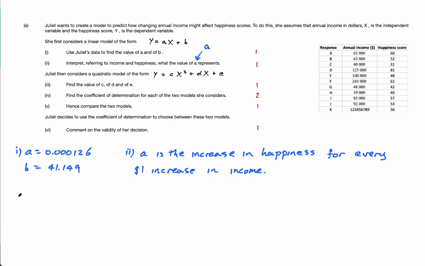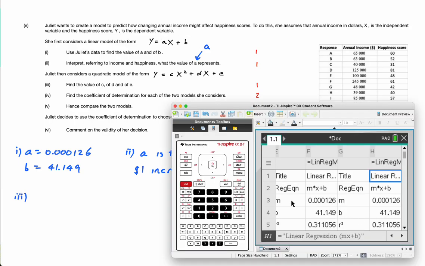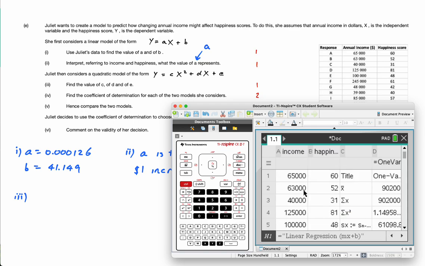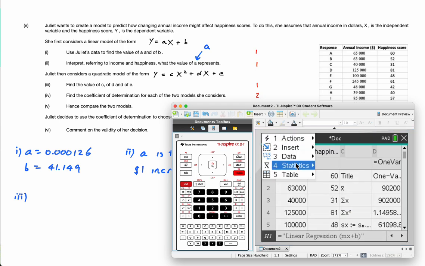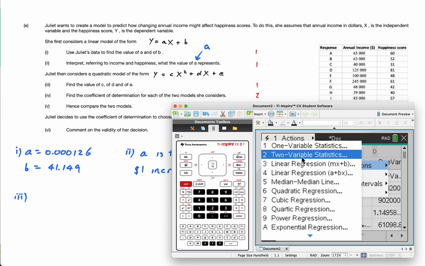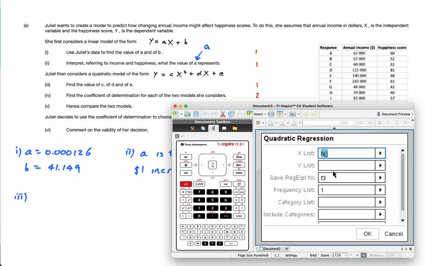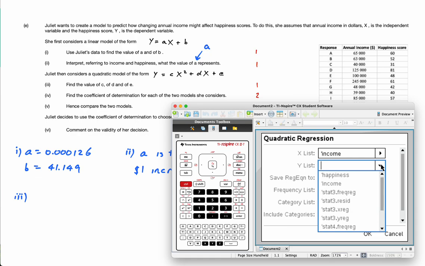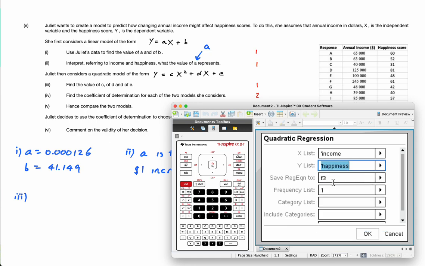Part 3. She then considers a quadratic model of this form. Find the value of C, D, and E. These are just different parameters, guys. She's not using A, B, C because she's already used A and B. So let's find C, D, E. This is also not that difficult to do. I have my numbers in here. I just need to go menu, statistics, stat calculations, and then quadratic regression. Same thing. X is income, Y is happiness.